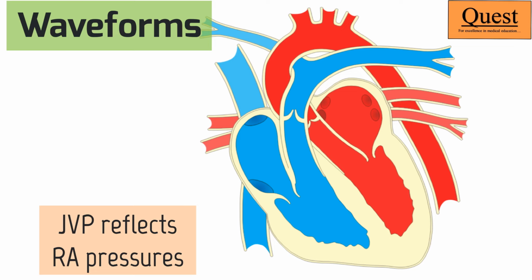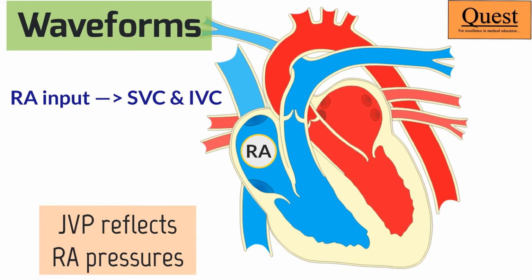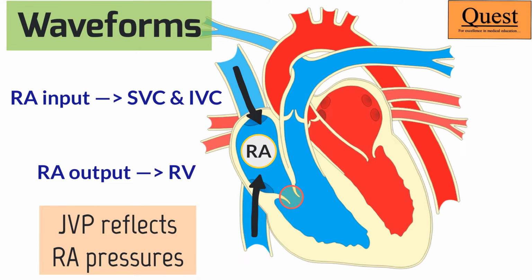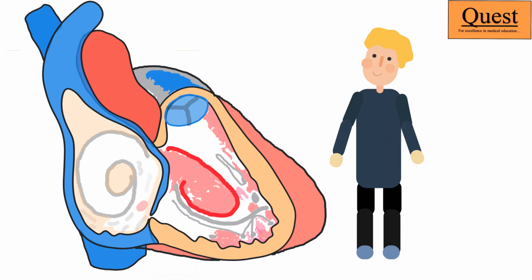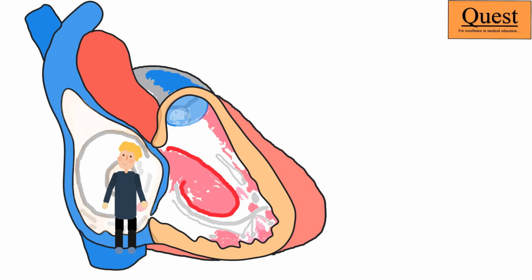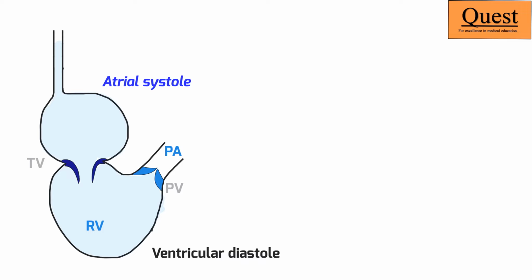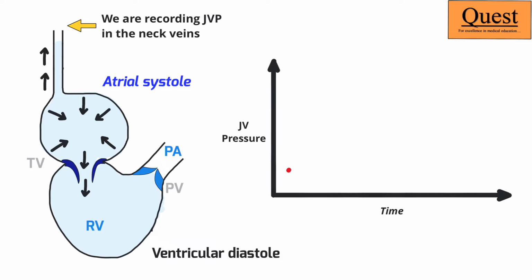To understand the JVP, we have to understand that the right atrium has an input through the inferior and the superior vena cava, and it has an output that goes across the tricuspid valve to the right ventricle. Imagine looking at this entire scenario from the point of view of the right atrium. The maximum pressure would be generated when the right atrium contracts. The right atrial systole is at a time when the ventricle is in the diastole, and this leads to the first positive waveform known as the A wave. The A wave is the most prominent wave in the JVP.